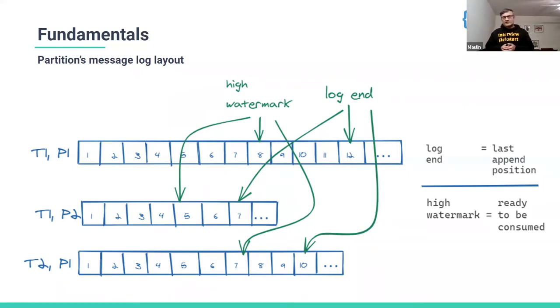The other pointer is the high watermark, which we'll talk about in the next replication slides. But at a higher level, it tells that until that point, it is safe for consumers to consume messages. Beyond that, it will not allow a consumer to consume messages, which is the delta between the high watermark and the log end. We'll talk about this during the replication discussion.